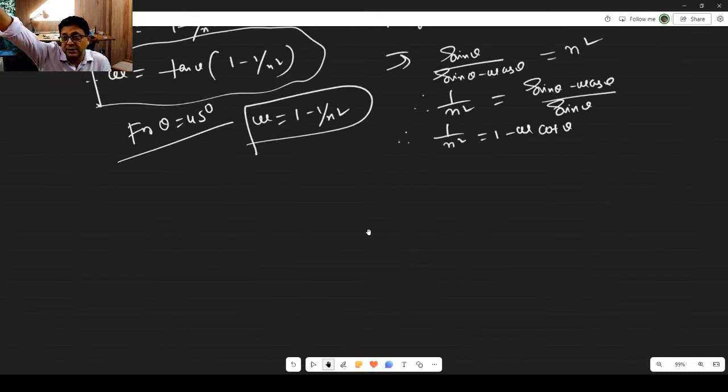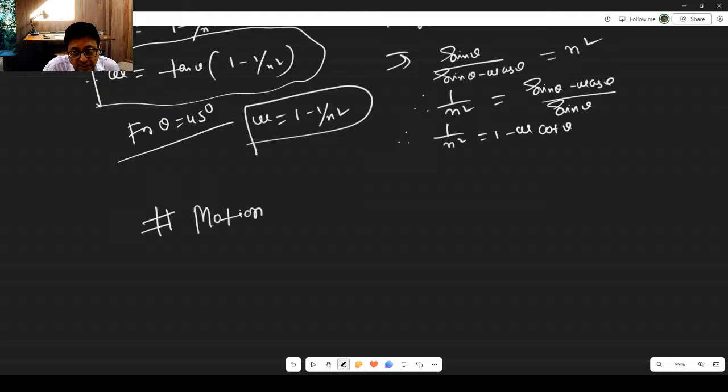Now one more part is there. I am not doing difficult things here, but some things are essential. Some concepts are very important here. Suppose we are moving the body up the inclined plane. So the motion of an object on a rough inclined plane.